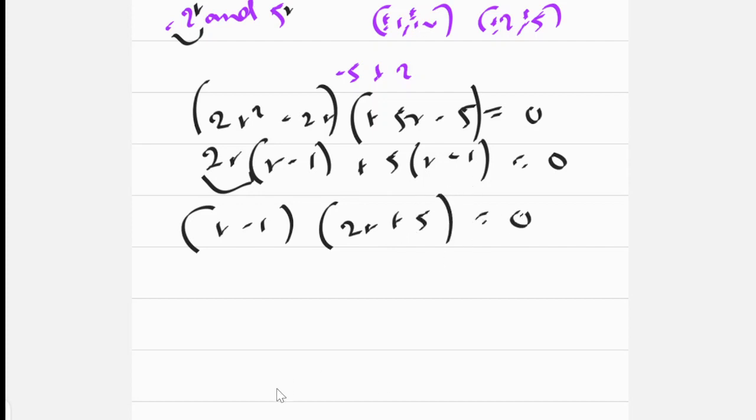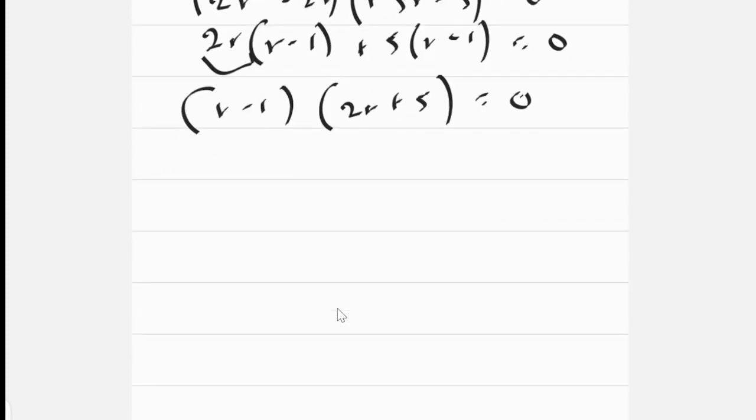When the product of two expressions is 0, it means either one of the expressions is 0. So that is either r minus 1 is equal to 0 or 2r plus 5 is equal to 0. It's just like two of you are in the room, and you notice that someone has defecated. So it means it is either you or your friend.